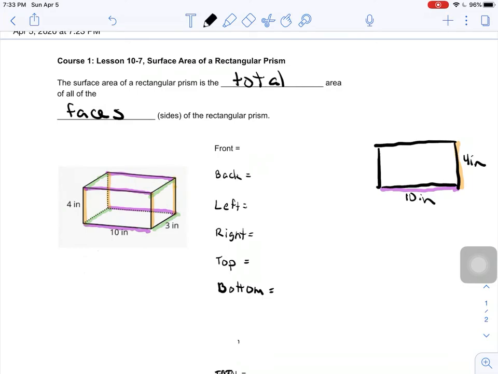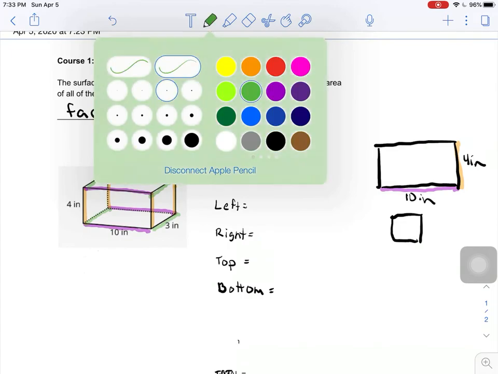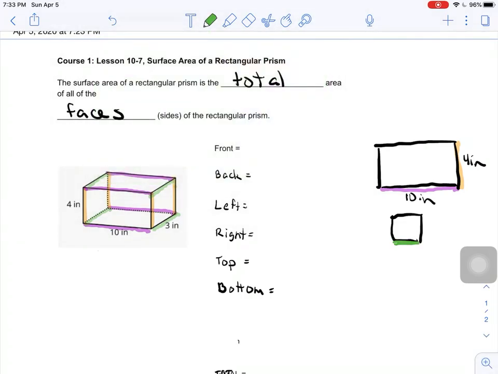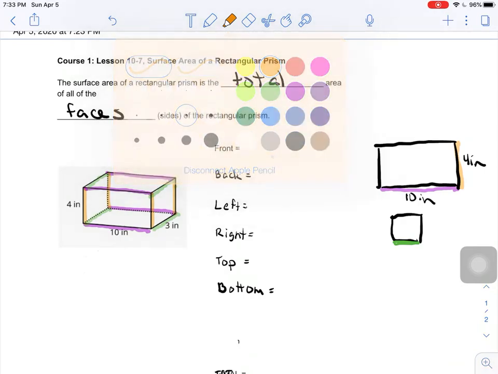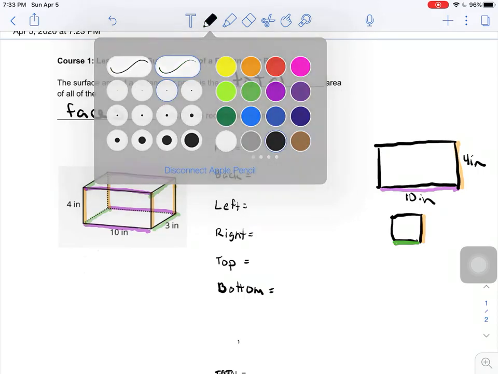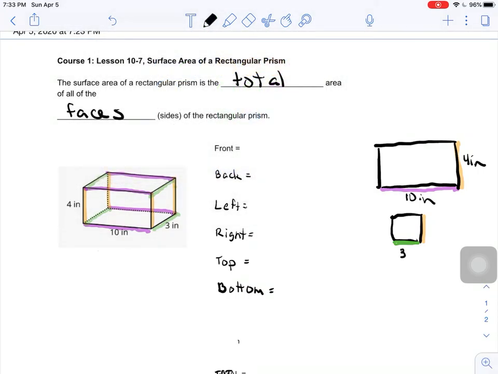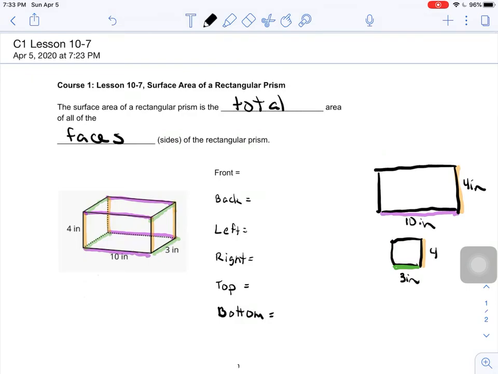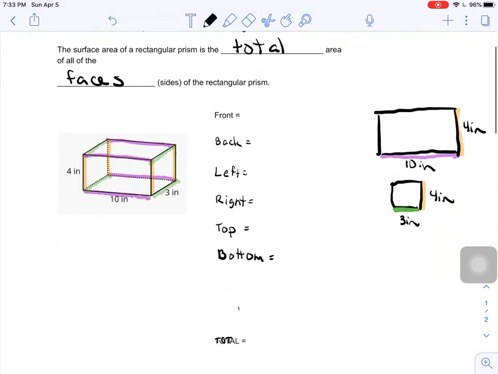So the lefts and the rights of the box, so those are kind of the sides of the box. So those look a little bit more square shaped. And those are made up of a green measurement and an orange measurement. So those are going to be 3 inches by 4 inches. So that's the left and the right.